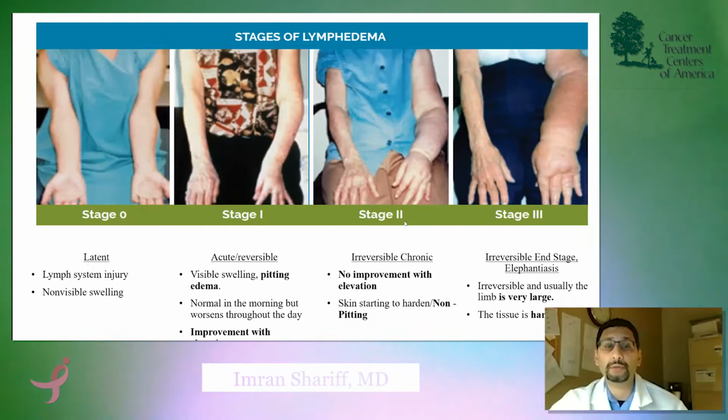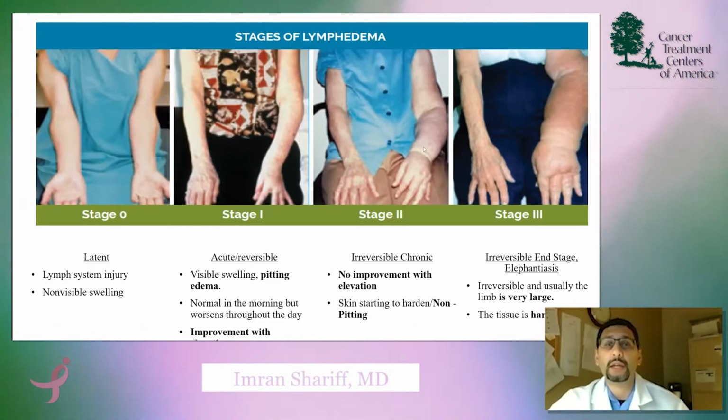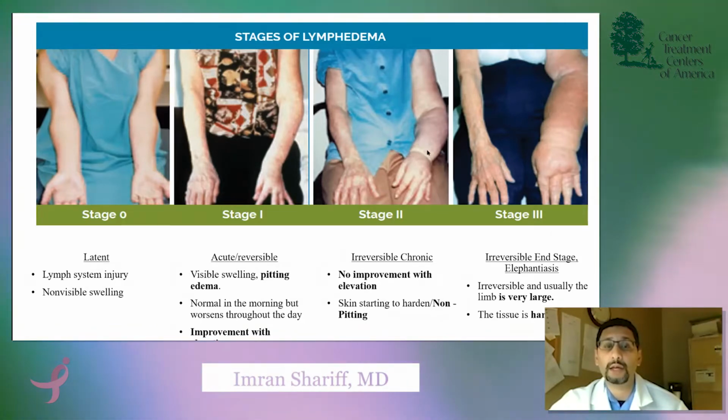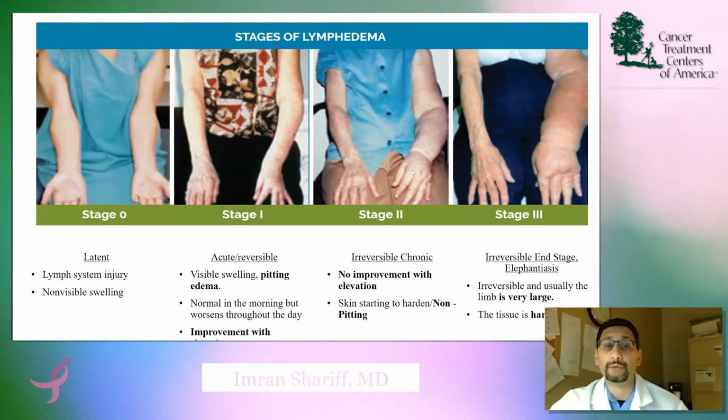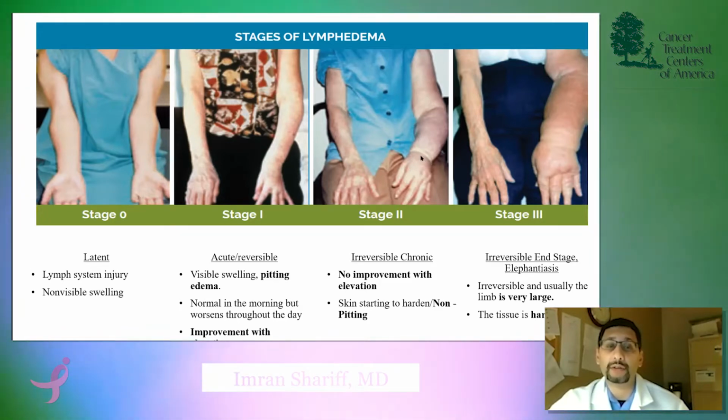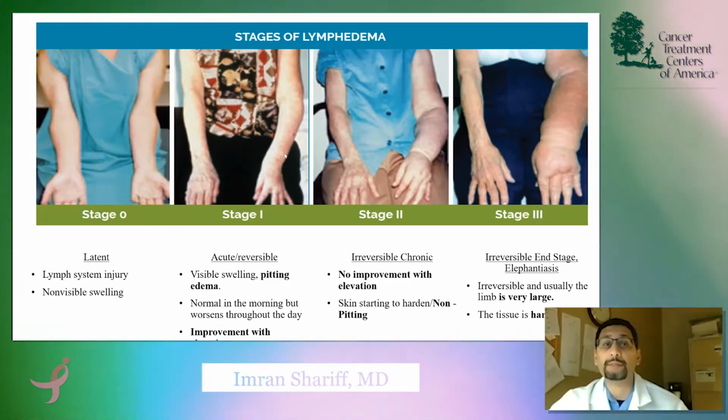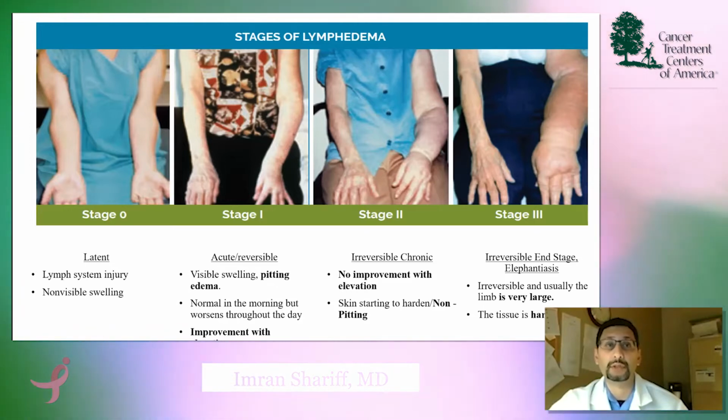In stage 2, this is called the irreversible chronic stage. You'll see that there's increased swelling in the upper extremity compared to stage 1. In this stage, however, there's no improvement with elevation. The skin is starting to harden, and also it does not pit. And pitting is basically, you can leave an indentation after you apply pressure to the area.